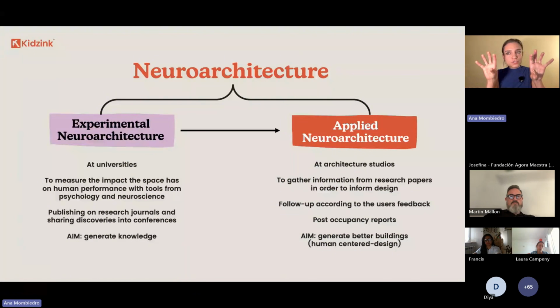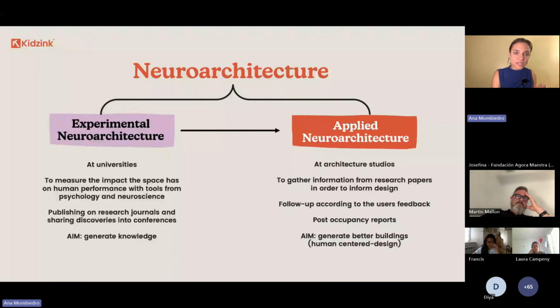Nowadays, we've got two different kinds of neuroarchitecture. The most important one is what we call experimental neuroarchitecture, which is what is studied in the laboratories of universities. In experimental neuroarchitecture, scientists measure the impact the space has on human performance. They use tools from neuroscience and psychology to measure human performance, okay? And they publish in journals and in books, and they actually generate knowledge.